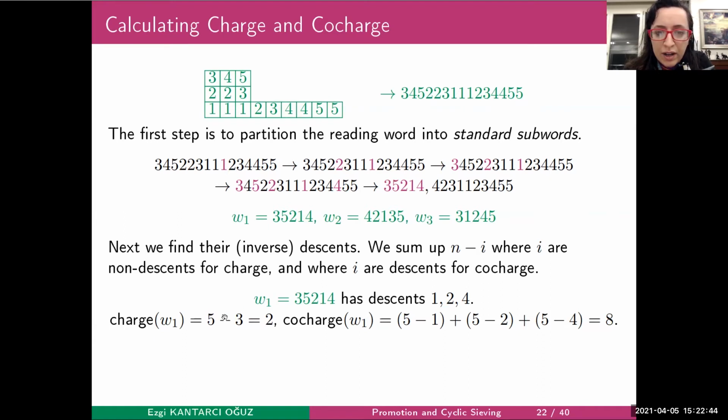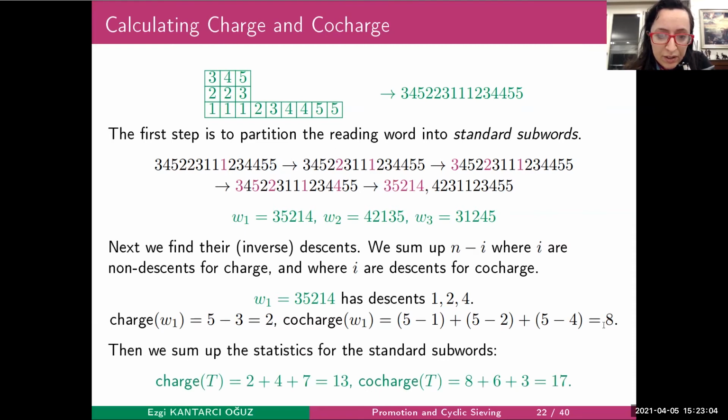So, as our alphabet has 5 numbers, we'll sum up 5 minus each non-descent for charge, which gives 2, and we'll sum up 5 minus each descent for co-charge, which is 8. And we do this for each subword. Sum what we get to get the charge and co-charge for the Tableau.